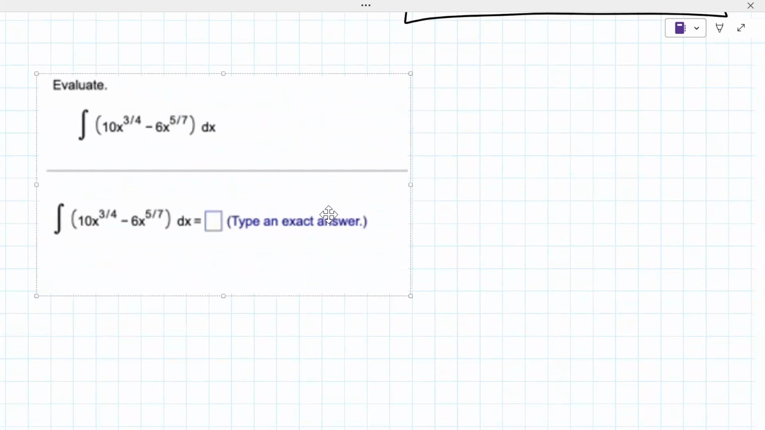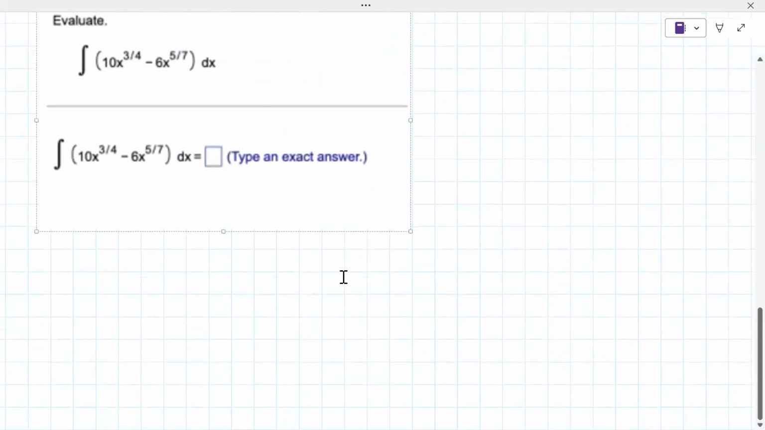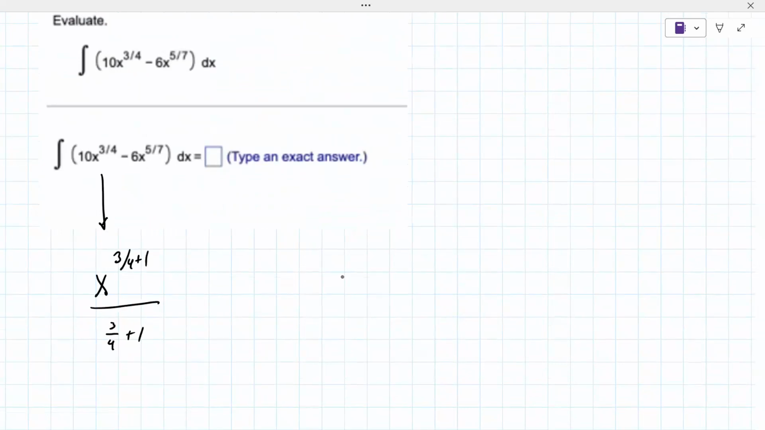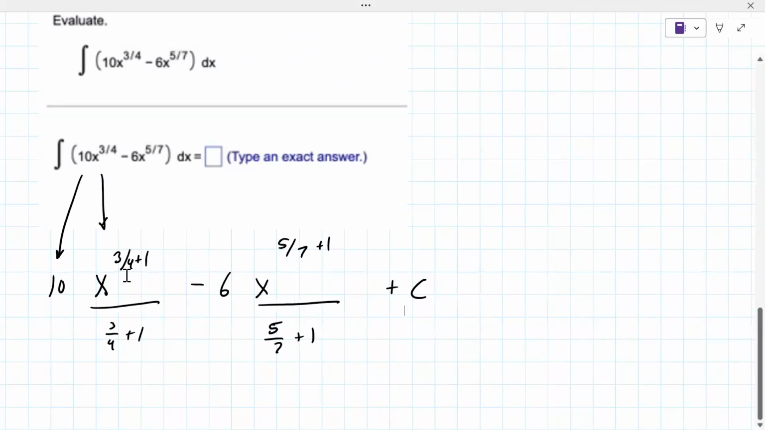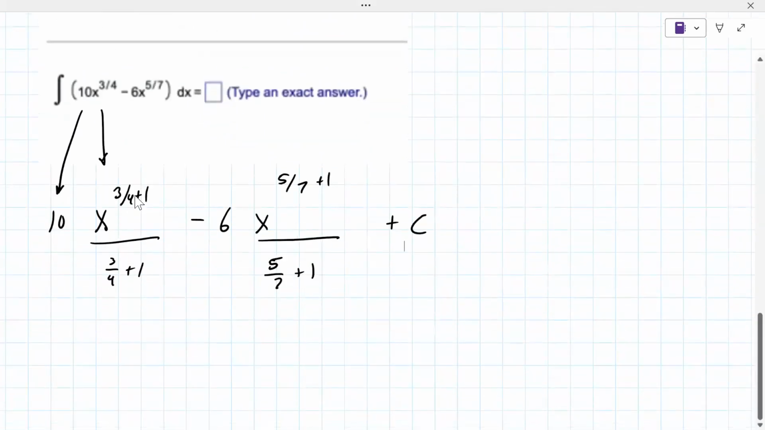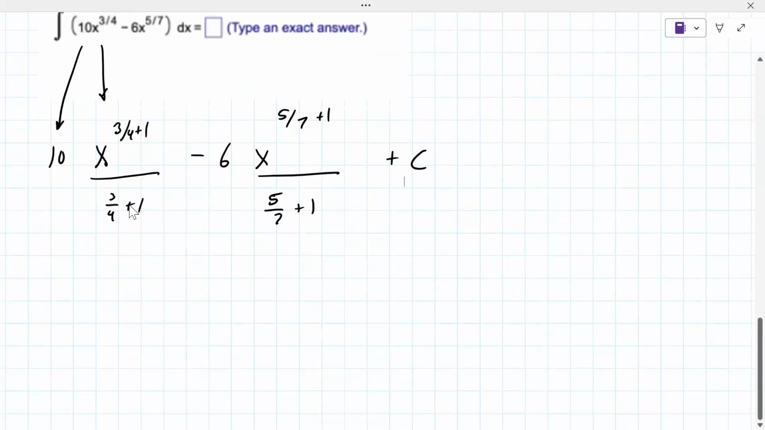All right, so for this one, it's the same idea. The rule here is that you add 1 to the exponent. 3/4 plus 1 divided by 3/4 plus 1, and then you bring that constant down. You add 1 to the exponent, and you divide by the new exponent. And this is where it's really helpful if you, as the student, are comfortable with fractions, but you have a calculator. So I would just recommend using the calculator. I wouldn't try to do any of this by hand.